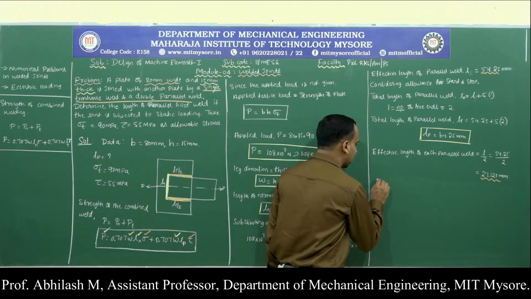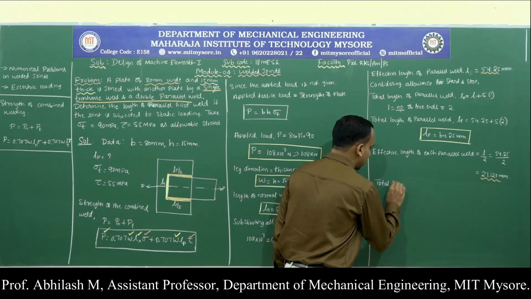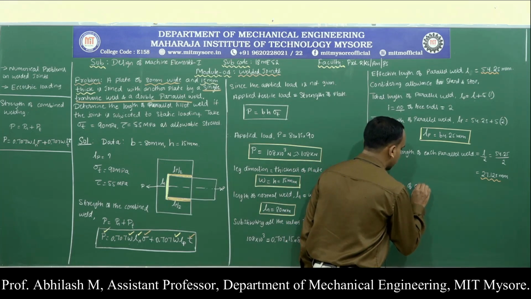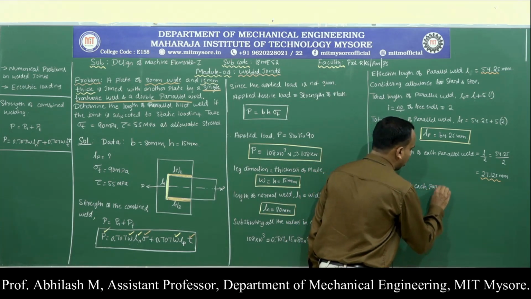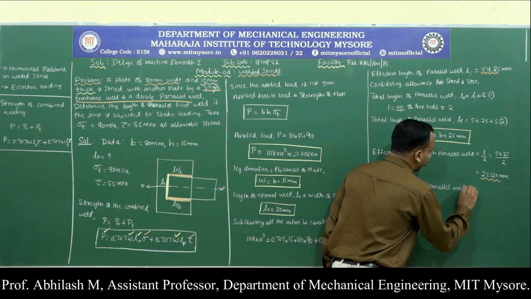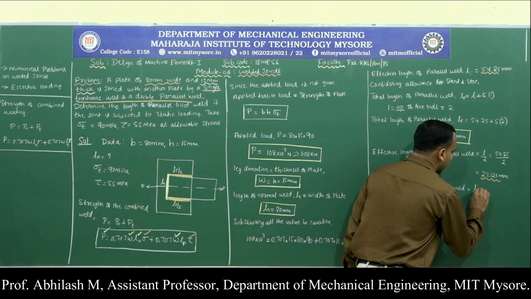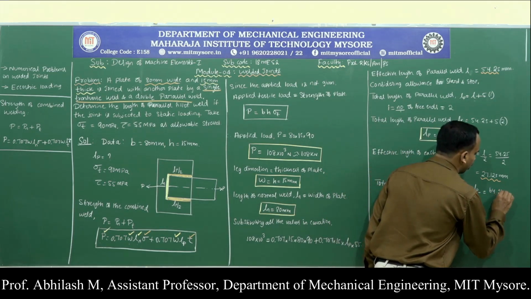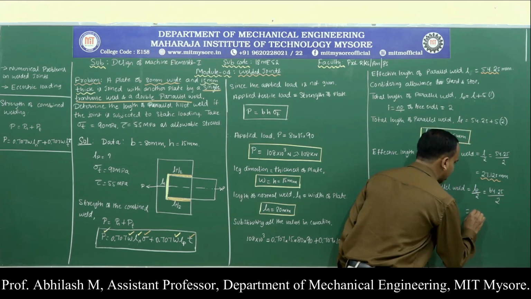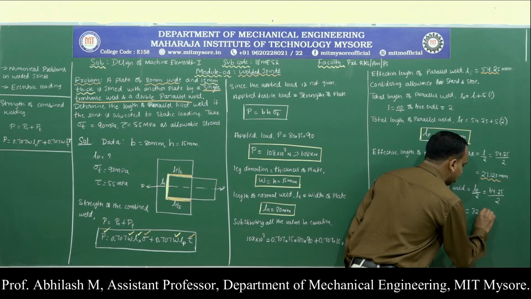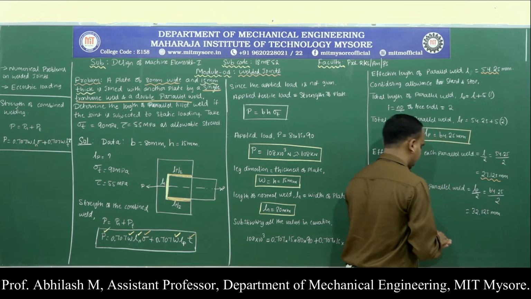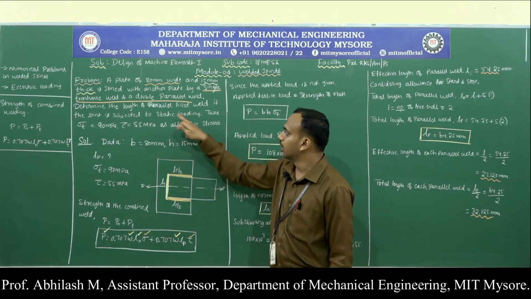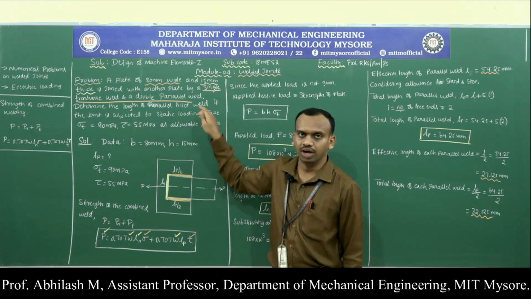Next, the total length of each parallel weld, by considering the allowance as well. The total length of each parallel weld is equal to LP divided by 2, where LP is 64.25, divided by 2. So this value will be equal to 32.125 millimeter.